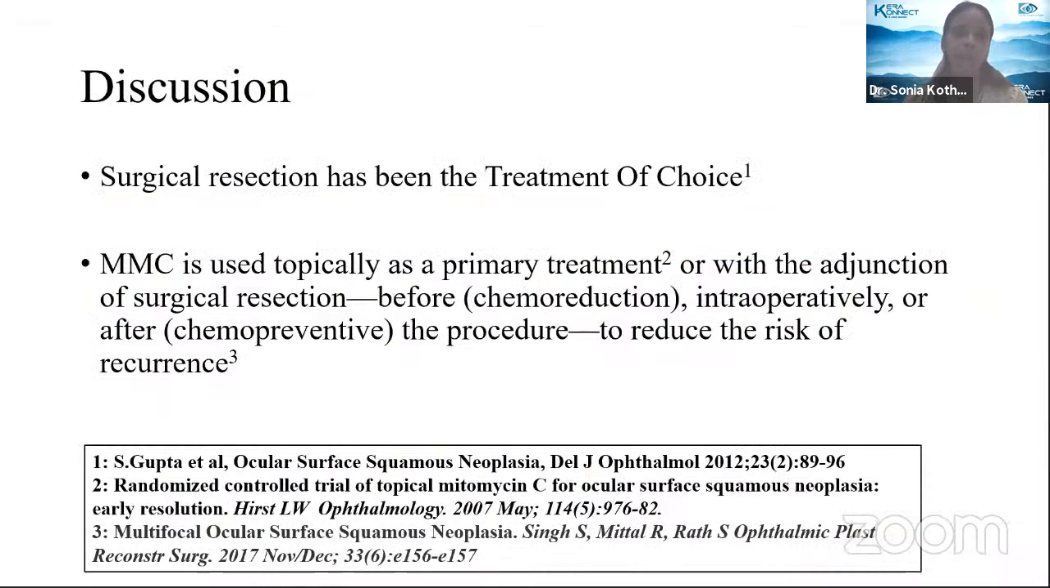Next slide, please. So as we all understand, surgical resection has always been the gold standard of treatment for OSSN, but MMC and the other topical agents are increasingly being used now as a primary treatment or as an adjunct to surgical resection, either before as a chemoreduction agent, intraoperatively, or post-operatively as a chemopreventive agent after the procedure to reduce the risk of recurrence.